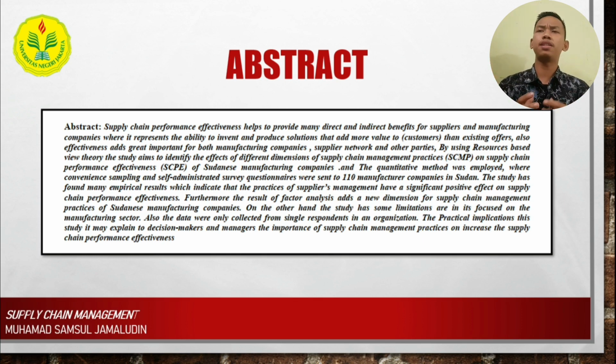A quantitative method was employed, where convenience sampling and self-administered survey questionnaires were sent to 110 manufacturing companies in Sudan. The study found many empirical results which indicate that supplier management practices have a significant positive effect on supply chain performance effectiveness. Furthermore, the result of factor analysis adds a new dimension for supply chain management practices of Sudanese manufacturing companies.